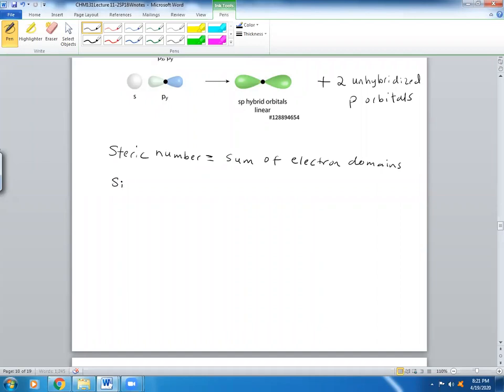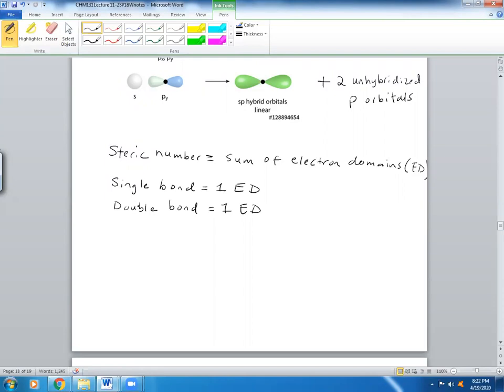So a single bond is one electron domain. ED, again, is an electron domain. A double bond is one electron domain. So please be aware of this common mistake. Some students think that since we have a double bond that we have two electron domains. No, think of it as, a single bond is what? Two electrons. Think of it as a group of two electrons. A double bond is four electrons.